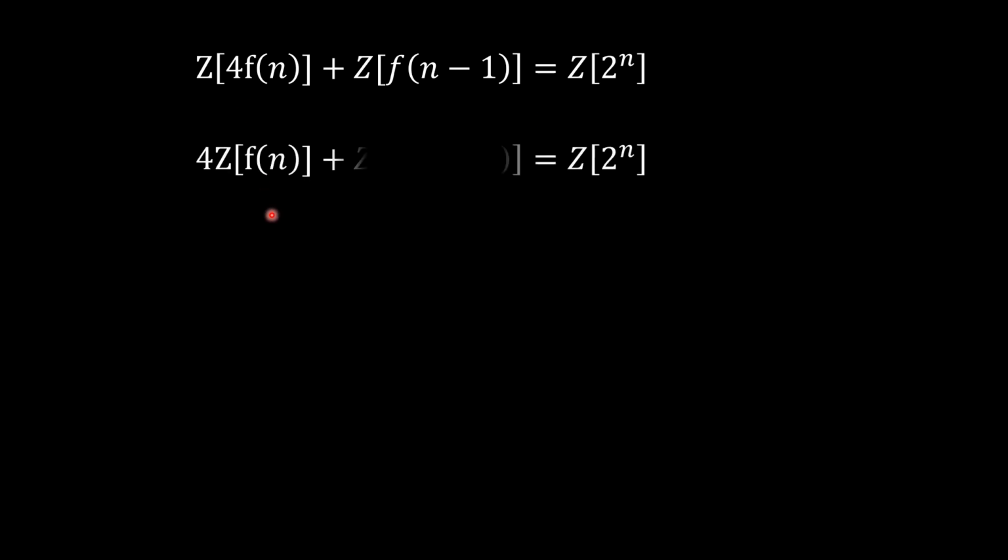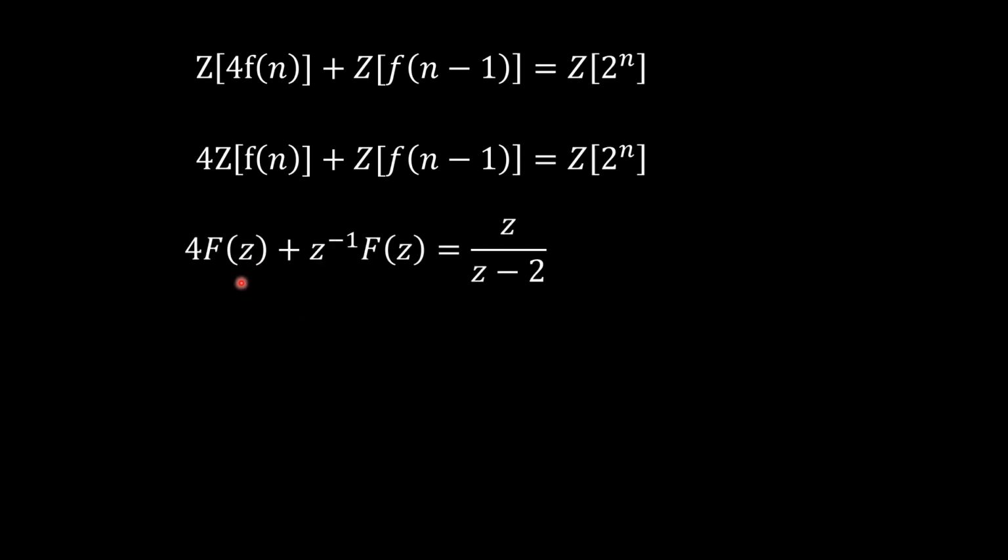Take this 4 common and rewrite the expression. Now, using the formulae, get the Z transform of each of the terms in the expression. So the Z transform of f(n) is F(z), with the 4 as it is, plus the Z transform of f(n minus 1) is (1 upon z) into F(z), and the Z transform of 2 raised to n is z upon z minus 2 for n greater than or equal to 0.